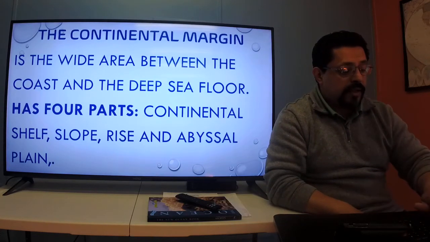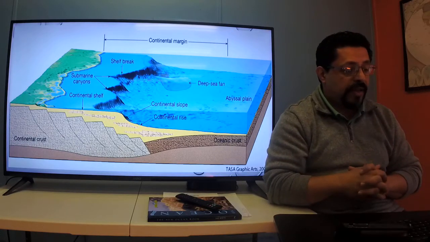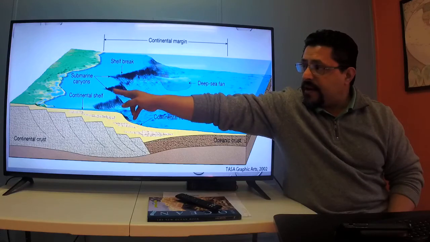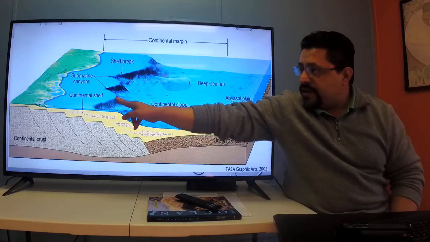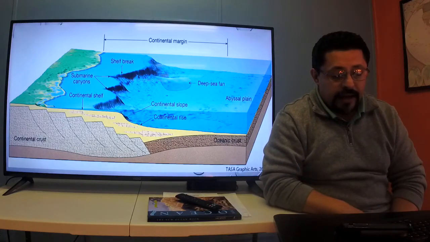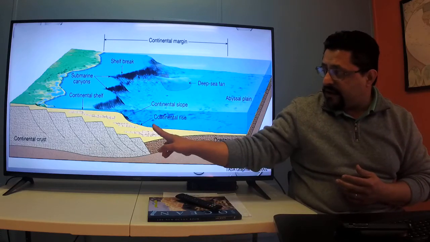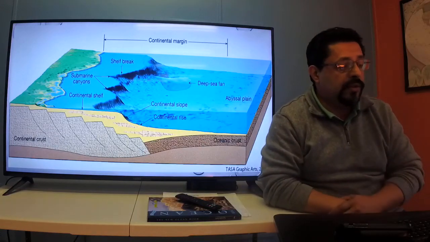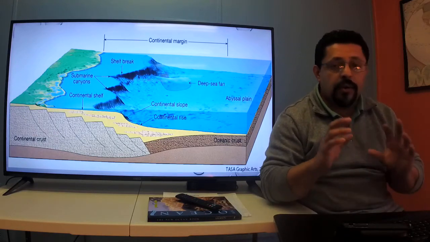So, here's an example of these 4 parts as seen in this illustration. The continental shelf goes from the beach right to this area right here, okay? Then we have the continental slope, which is just the part where you're sloping down into the ocean. Then we have the continental rise, which is where the abyssal plain starts going upward into the continental slope and then eventually into the continental shelf. Okay, so those are the 4 parts of the continental margin.